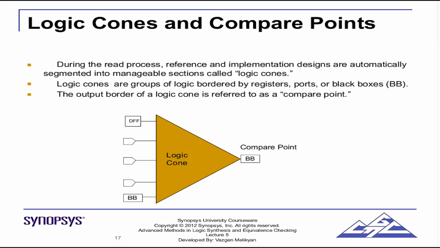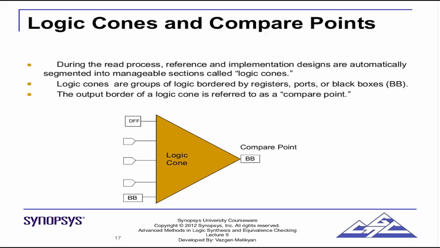During the read process, reference and implementation designs are automatically segmented into manageable sections. Why? It has to divide the design into manageable sections to verify the functionality. It cannot read in the complete design and make sure that all the outputs are equivalent. It's not possible from a CPU resources point of view or from an algorithm point of view. So it breaks it into chunks of logic, which it calls logic cones. Logic cones are groups of logic bordered by registers, ports, or black boxes. The output border of a logic cone is known as a compare point.